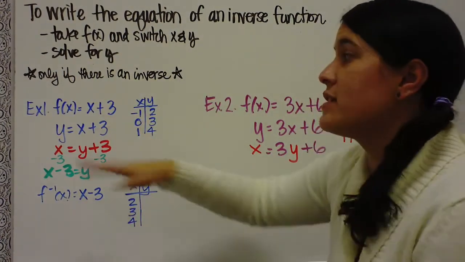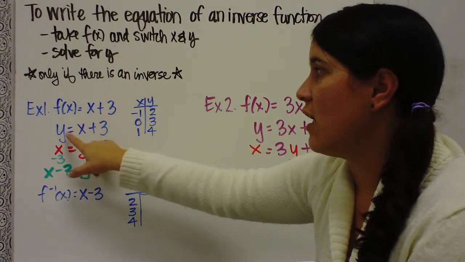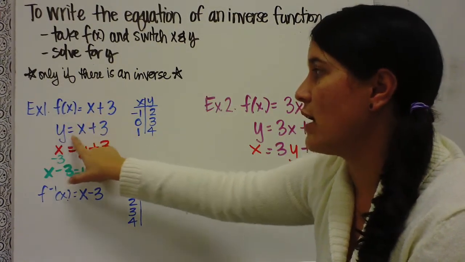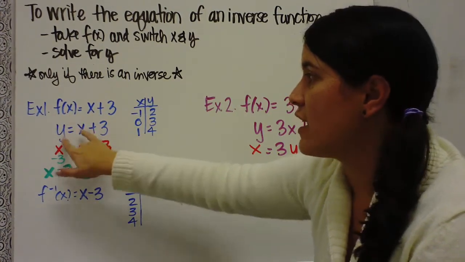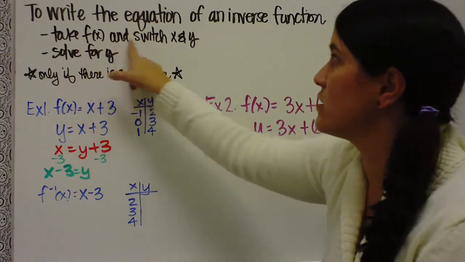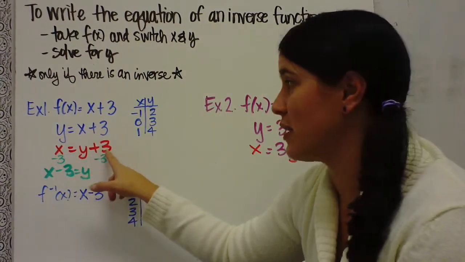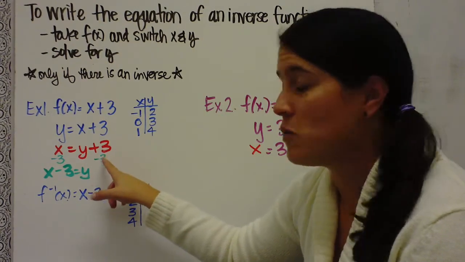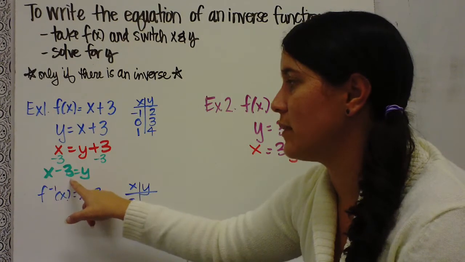Alright, so example 1. This is the same number 1 from before. f of x equals x plus 3. You rewrite it, y equals x plus 3. So I rewrote function notation using a y. And then I switched the x and y values. So where it says switch, you switch the x and y values. So now I have x equals y plus 3. You solve for y, so I add 3 to both sides, and now I have y equals x minus 3.